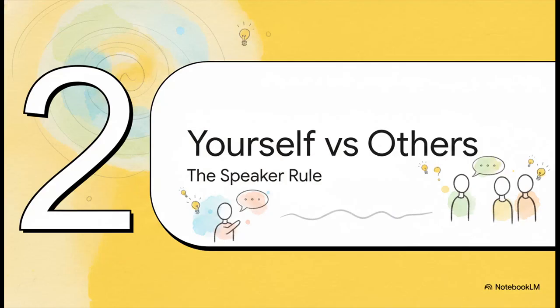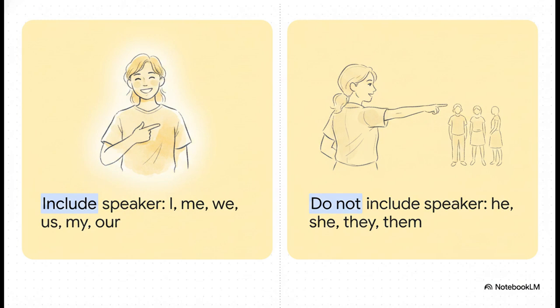Starting with level 1, including yourself versus others. We call this the speaker rule. Notice how we completely separate our shortcut words into 2 different teams. On one side, you've got the pronouns you use when you are actively involved in whatever is happening. Those are words like I, me, we, and us. But what happens when we're talking about our classmates or maybe our siblings and we're not involved? That is exactly when we switch to the other side, using words like he, she, they, and them.